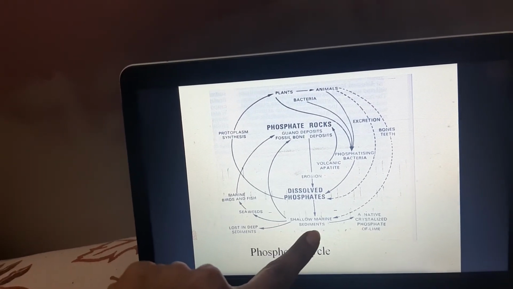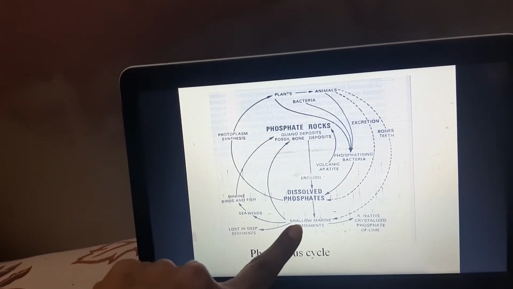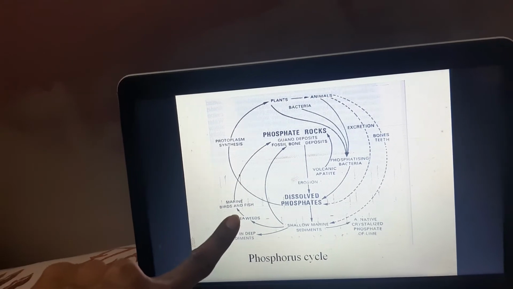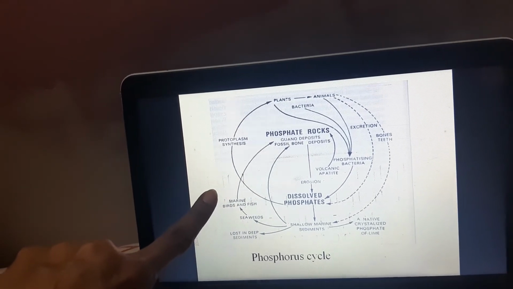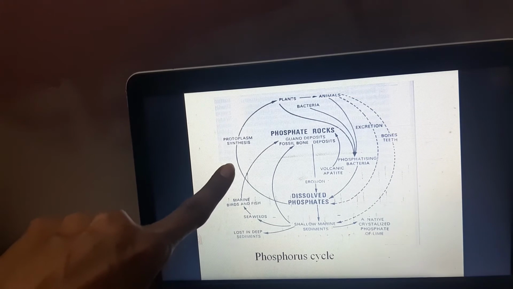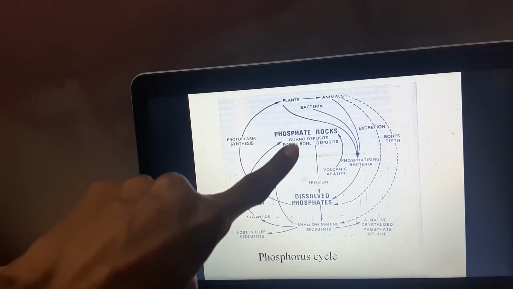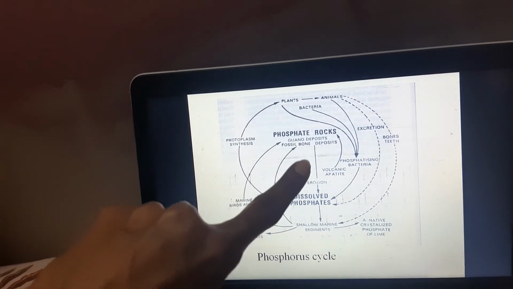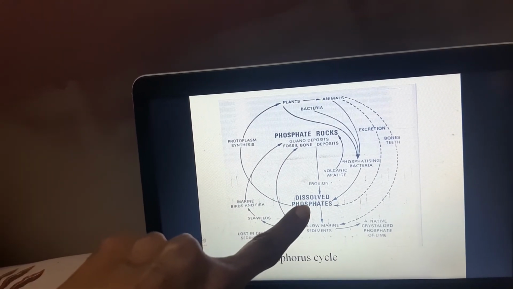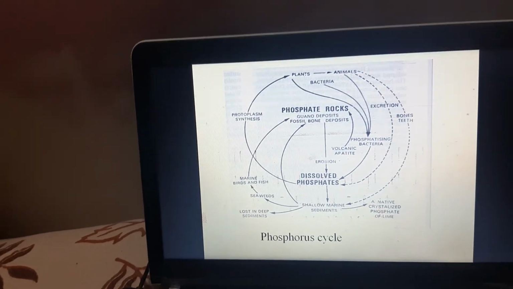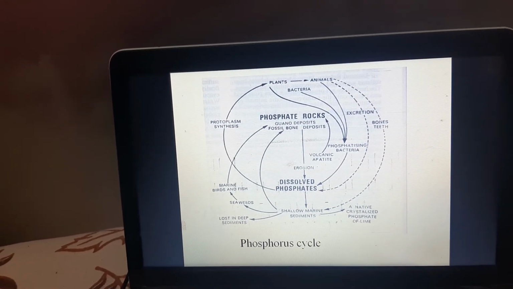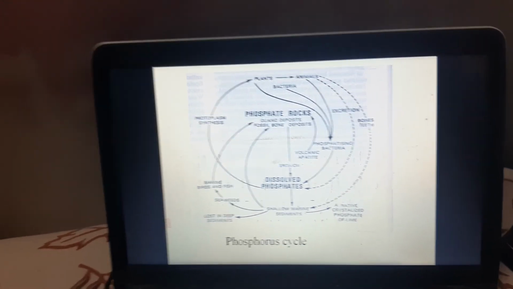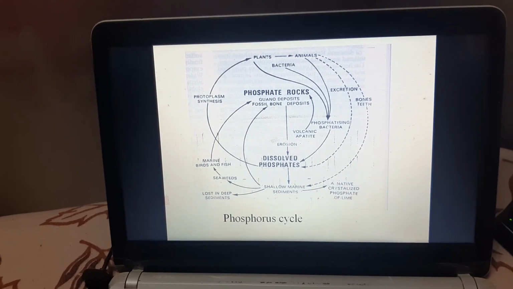And from the shallow marine sediments, seaweeds also take the phosphorus, and marine fishes, when they feed on the seaweeds, this is transferred to this level. And then these animals, when they become dead, will add to the phosphate rocks, and with the erosion of the phosphate rocks, this again is added into the soil. This way the phosphorus circulates into the biotic and abiotic components of the ecosystem. This is all about the phosphorus cycle.